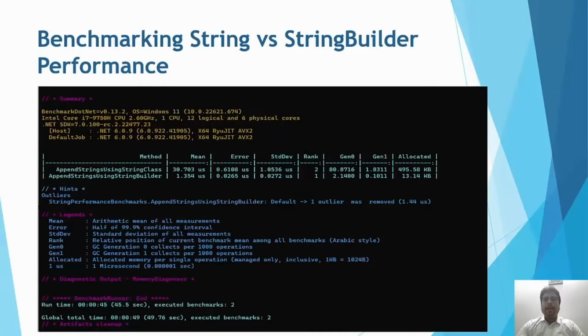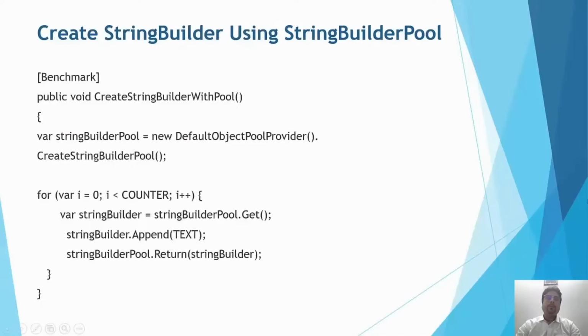When you see the allocation, you can see that in one case it is 495.58 KB, and in the other case, that is the string builder, it is just 13.14 KB. So there is a massive difference in the amount of memory consumed, and there's a massive difference as far as the speed of execution is concerned.